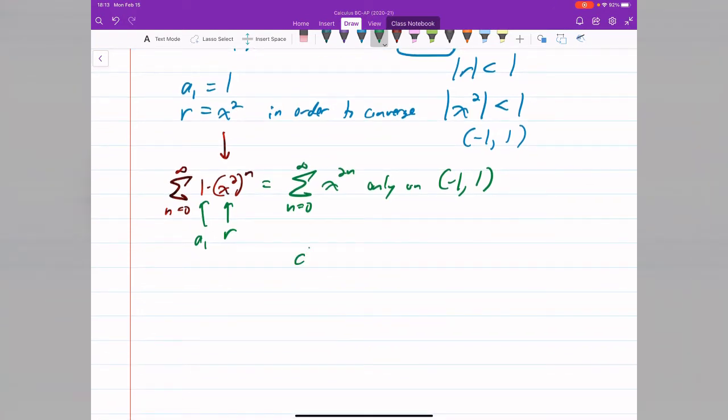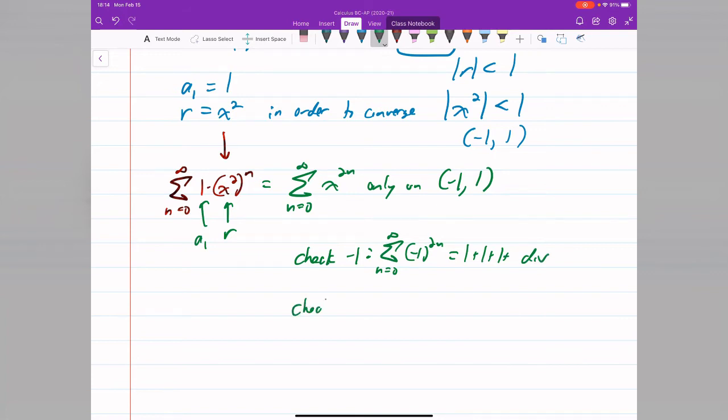So we are going to check the endpoint of -1, meaning I'm actually going to sub -1 in for x, which gives me the sum from n equals 0 to infinity of -1 to the 2n. Well, -1 to the 2n is just an infinite number of 1s, because raising something to the 2n is going to make -1 be positive. So I get 1 plus 1 plus 1 plus 1. That clearly diverges, so the endpoint of -1 doesn't work.